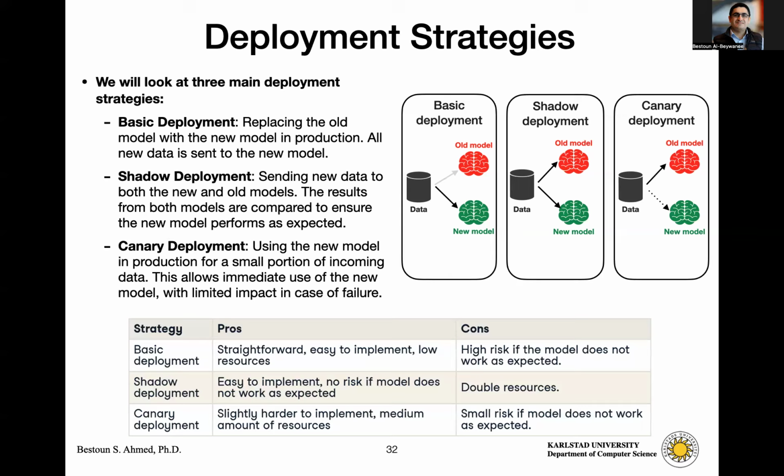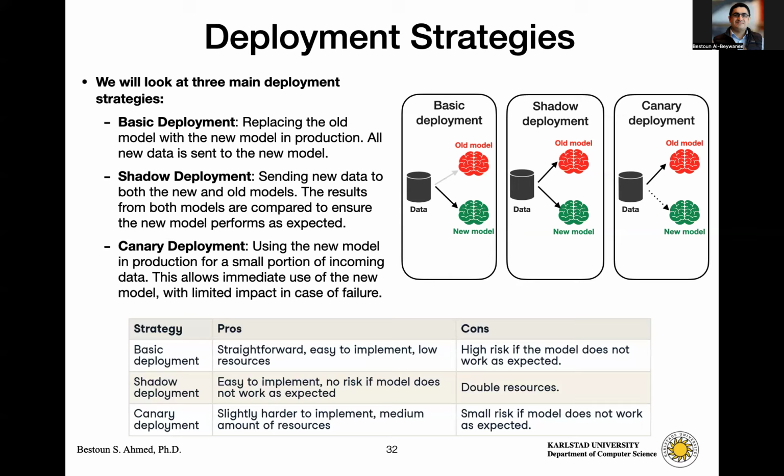So you see that there are pros and cons here. With the basic deployment, it's straightforward, it's easy, but there is high risk, of course. With the shadow mode, it's easy to implement, no risk, but you need a lot of resources. So if you have computation for one model, now you need computation power for two models. The canary deployment is a bit hard to implement, but there's a small risk.